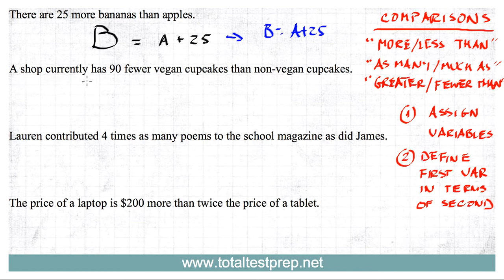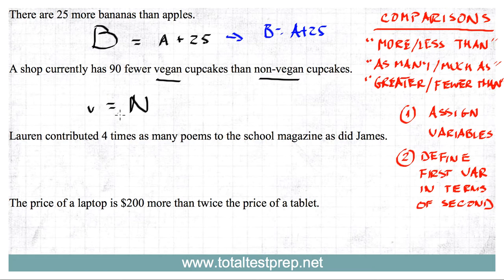So for example, a shop currently has 90 fewer vegan cupcakes than non-vegan cupcakes. So we're comparing vegan cupcakes to non-vegan cupcakes. Let's say V is the number of vegan cupcakes and N is the number of non-vegan cupcakes. Which quantity is bigger? Do we have more vegan cupcakes or more non-vegan cupcakes? Well, we have 90 fewer vegan cupcakes, so the number of vegan cupcakes is smaller. That quantity is smaller. So we'll put a small v and a large N, because the number of vegan cupcakes is 90 fewer than non-vegan cupcakes. There's fewer vegan cupcakes.